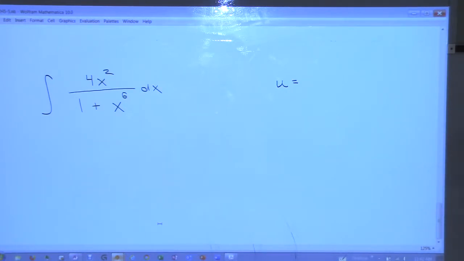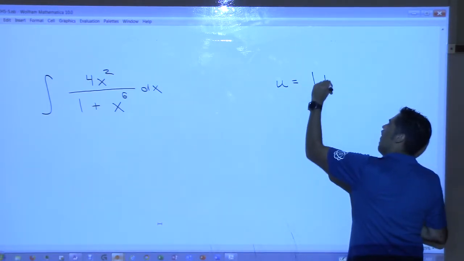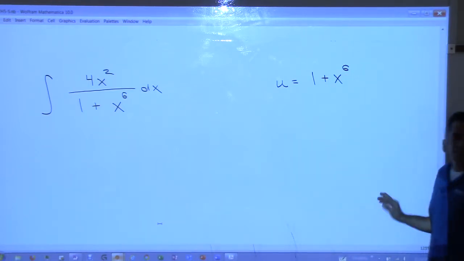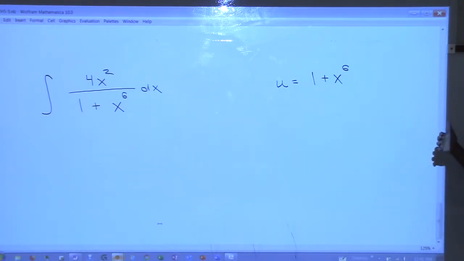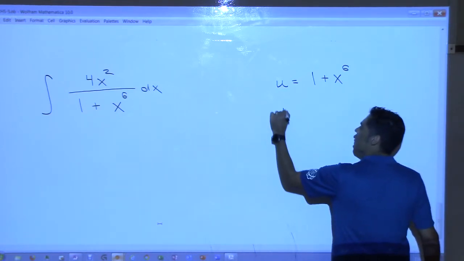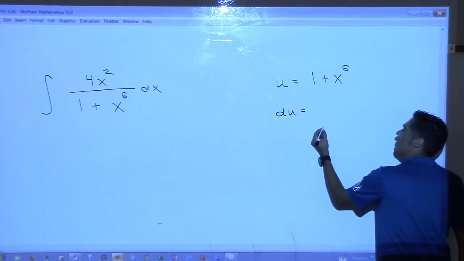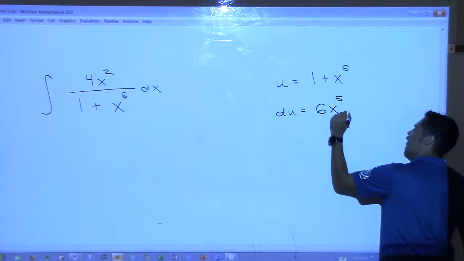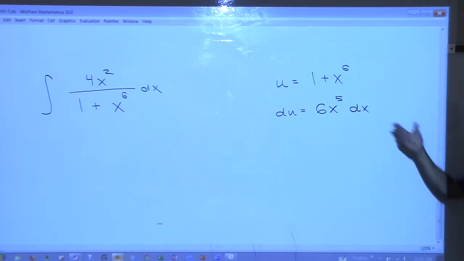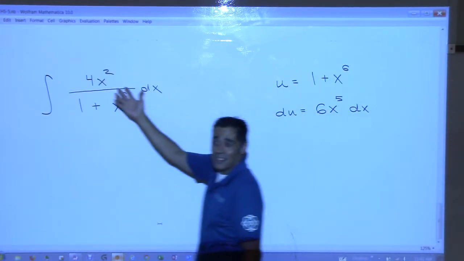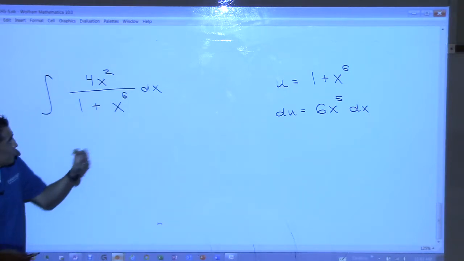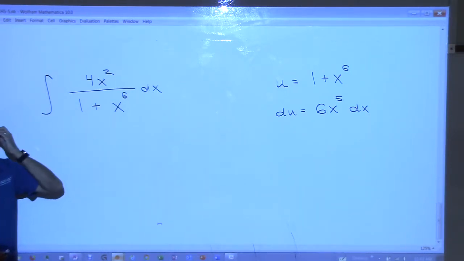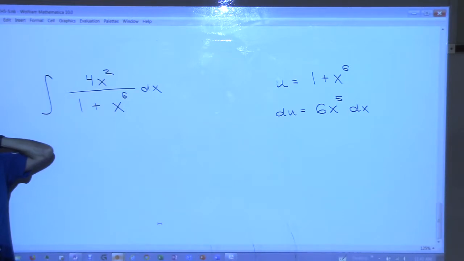Just give me a u. I don't even care what it is. Yeah, the 1 plus x to the 6th, the whole denominator. Let's just go with it. Okay, so now the reason why this doesn't seem like it's going to work is because the derivative of that is not there. Let's just look at what the derivative is. Derivative of this is 6x to the 5th dx. You don't have 6x to the 5th. You're off by more than a constant, aren't you? You're off by 3 factors of x. So this doesn't look like it's going to work, right?